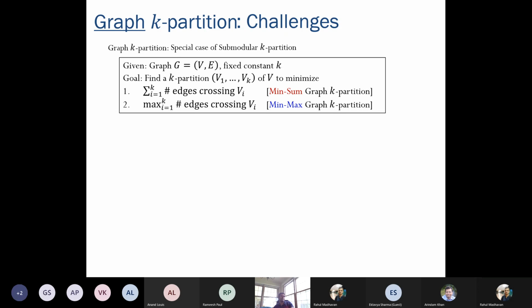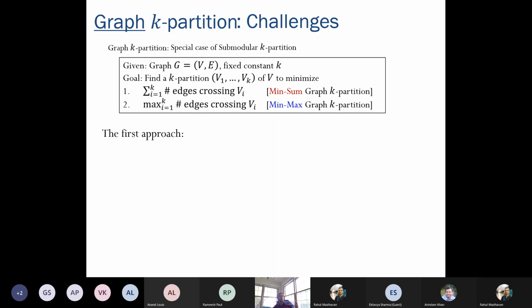If the measure of interest is the sum of the number of edges crossing the K parts, it's called min-sum graph K partition. And if the measure is the max of the number of edges crossing the K parts, the problem is min-max graph K partition. How would we solve this? What would be the first approach that we would try? Let's first think about k equals 2.